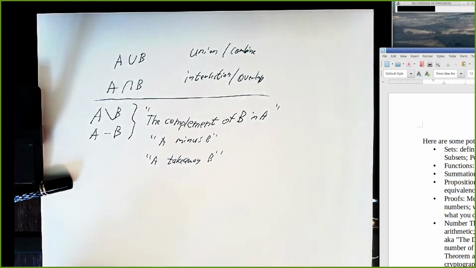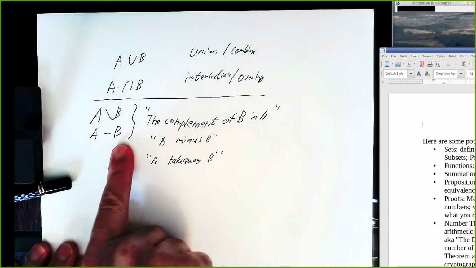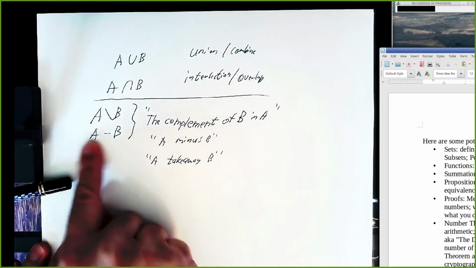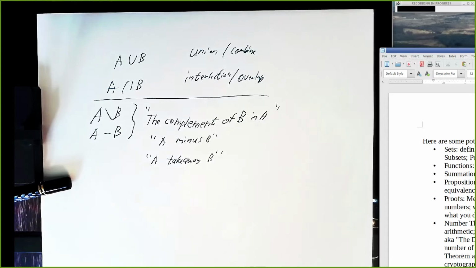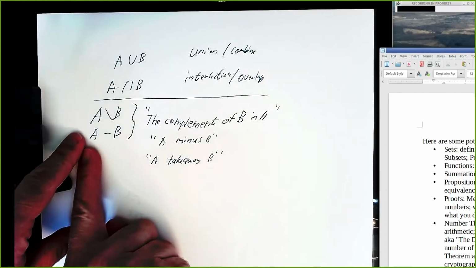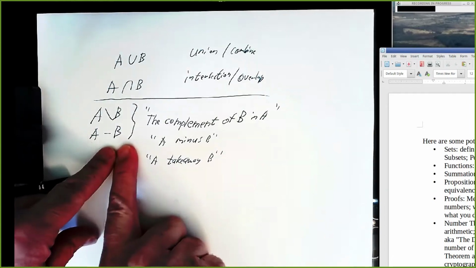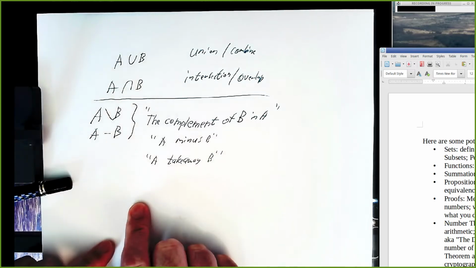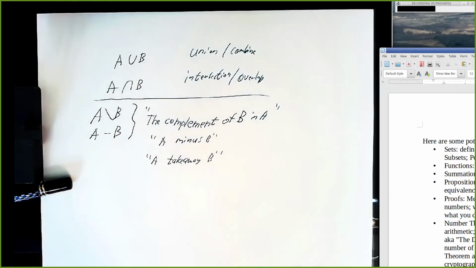We can have a set of puppies and another set of puppies, and we can subtract them. We don't mathematically subtract one puppy from another. We start with this set, and we get rid of everything that's also in this set. So it's a complement operation.